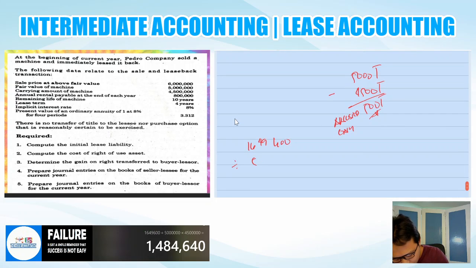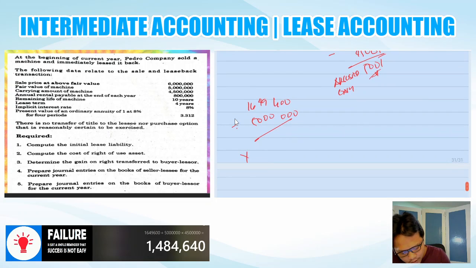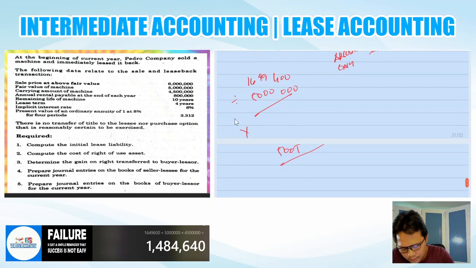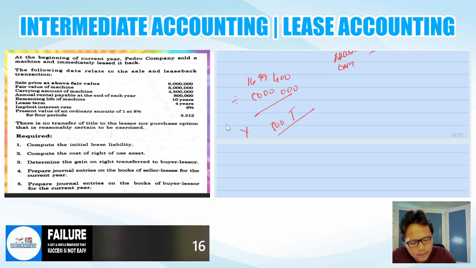So, to get your gain to be recognized, again, going back, the remeasured lease liability of 1,649,600 divided by 5 million multiplied by your adjusted gain of 500,000. Di ba? So you have 1,649,600 divided by 5 million multiplied by 500,000.